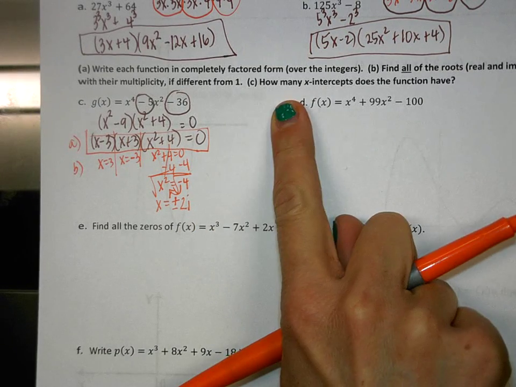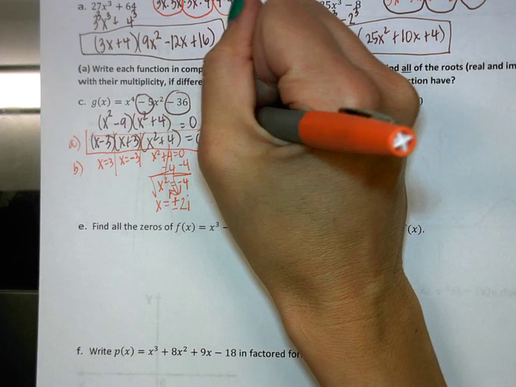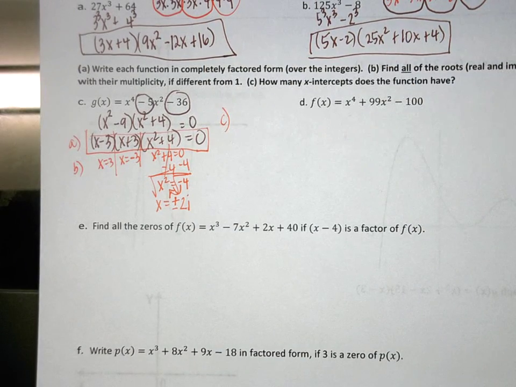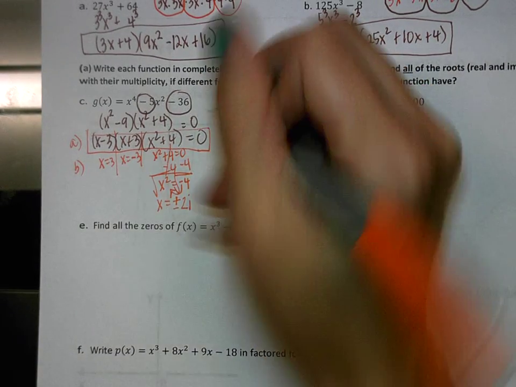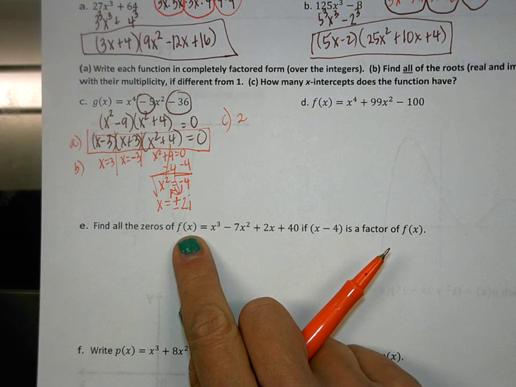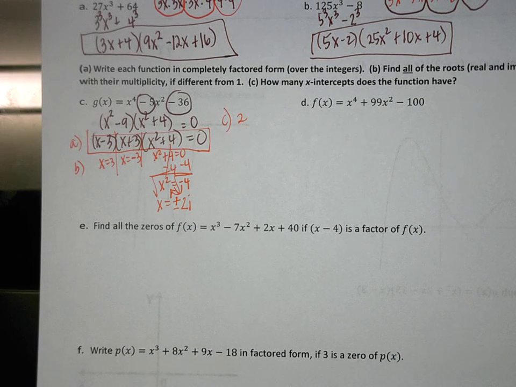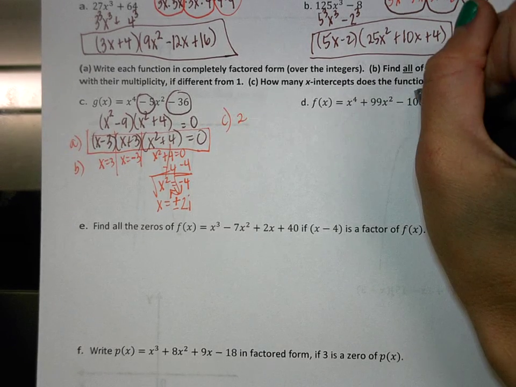And then C says, how many x-intercepts do you have? So how many would you say? 2. Good, because the imaginary numbers don't count. All right? Is that good? Okay. Let's move on to D. So what two numbers multiply to be negative 100 and add to be 99?